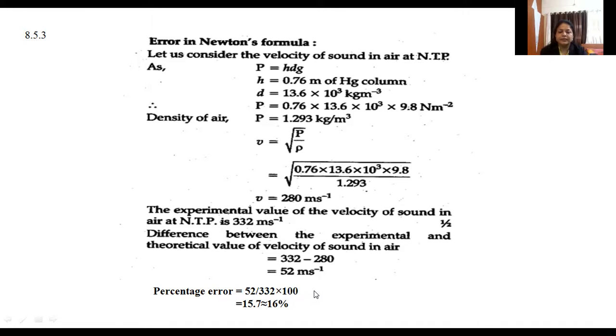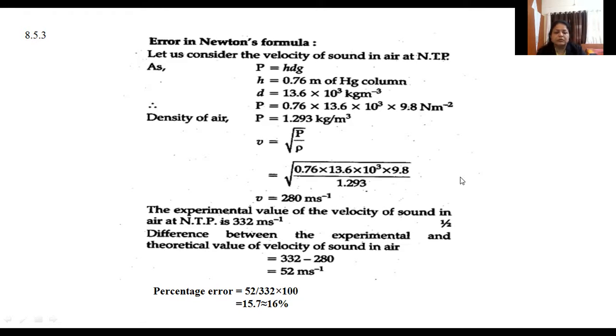This is a very big error. That means Newton could not give an explanation for this. There is a very large difference between these two values, that is, the value derived by Newton's formula and the experimental value derived by so many other people. There is a difference of 16%, and Newton could not give a satisfactory explanation for this.